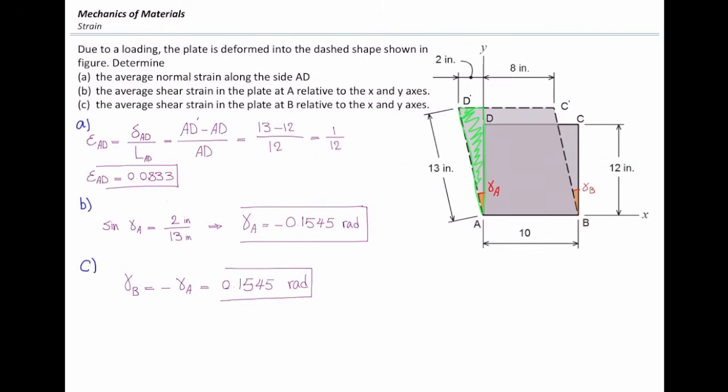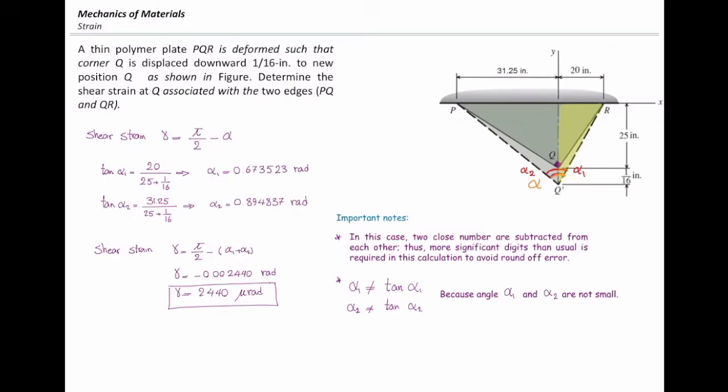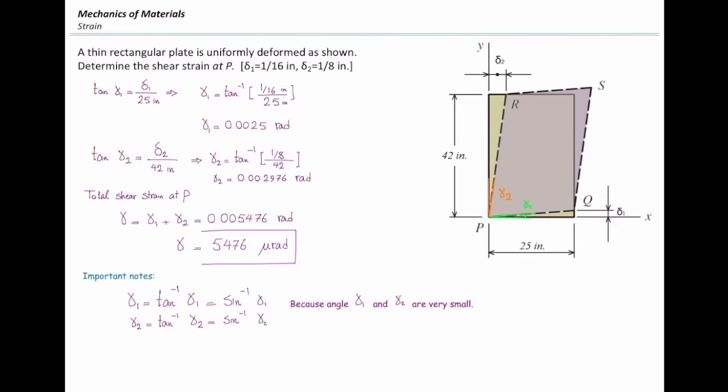Alright, let's quickly review these three problems that we discussed. In this problem, to determine the shear strain, we directly determined the change in the angle. We used a trigonometric equation. This is similar to the very first problem that we discussed. In this case, we were able to determine the change in the angle directly. So we have determined gamma or shear strain directly by measuring the change in the angle.